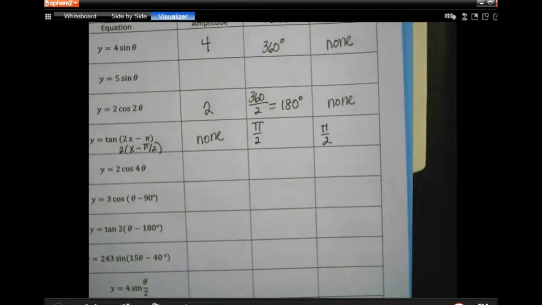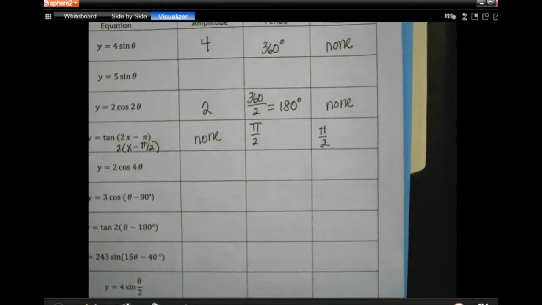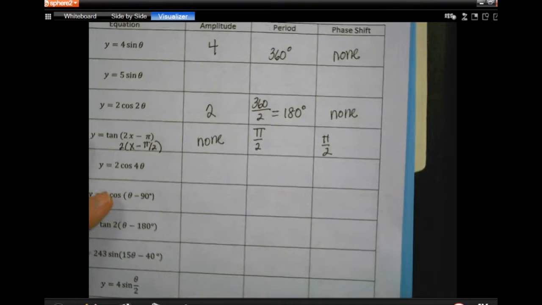Is that for the period? I know, but she put pi over 2. That's for both. Okay, so is everybody good with that? Okay, on the back.